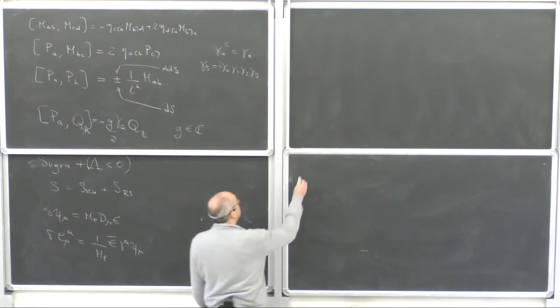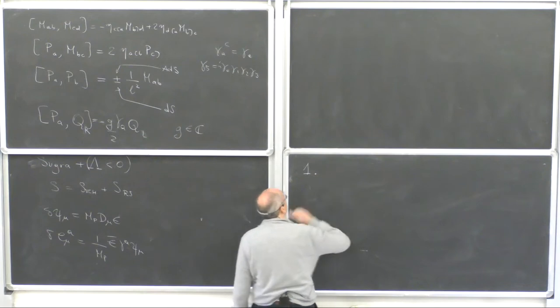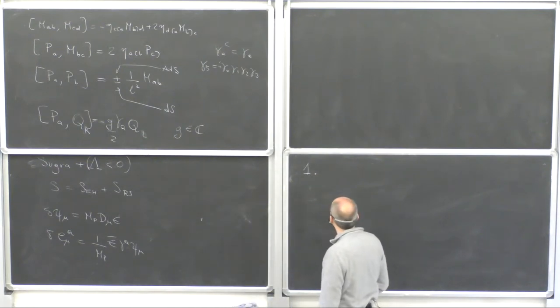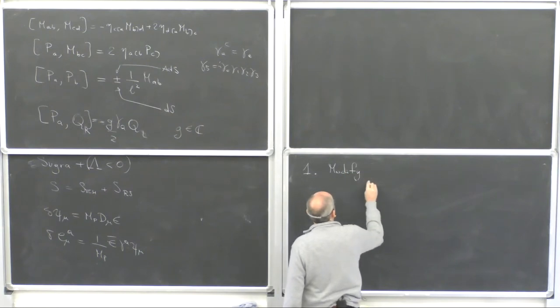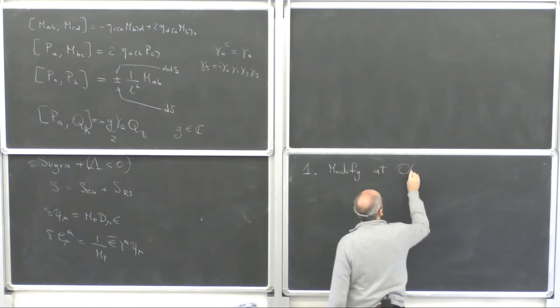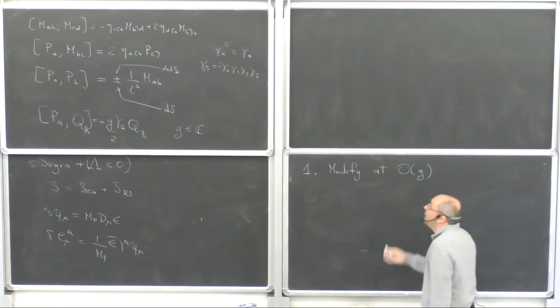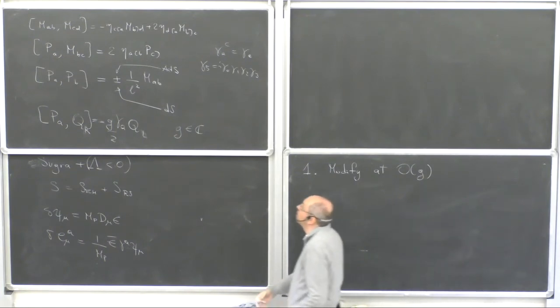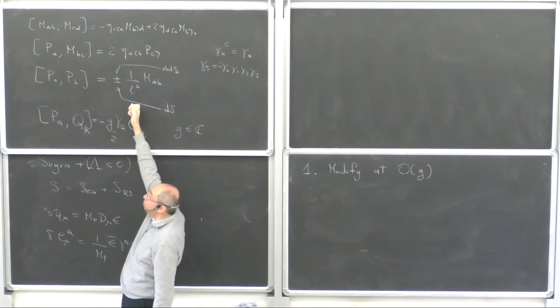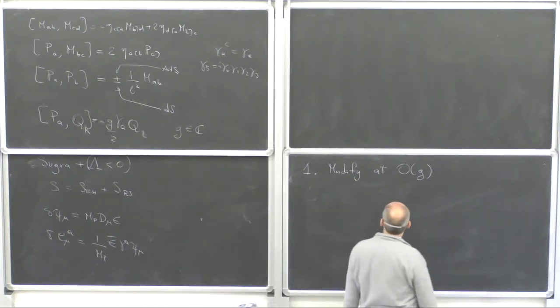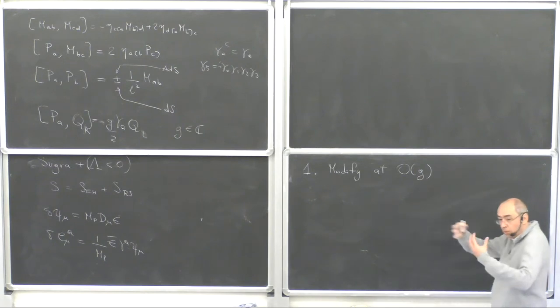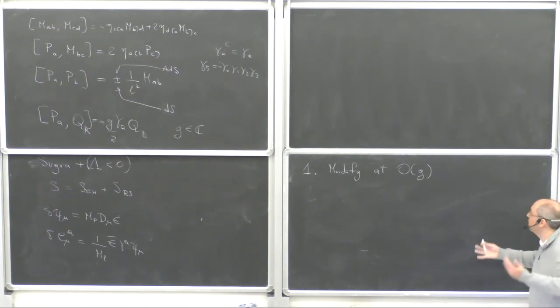The first point is that in order to introduce a cosmological constant, I have to modify at order g, where g now is my coupling, if you wish, that's why I call it g, even though now we know that g eventually is going to be related to L, the radius of anti-de Sitter. But this is because I want to have a structure that is more general, and that will be true.